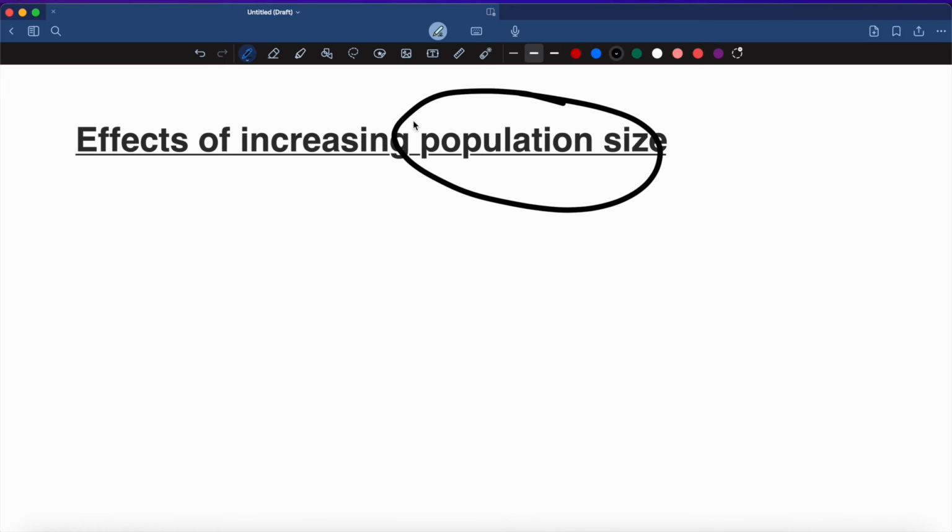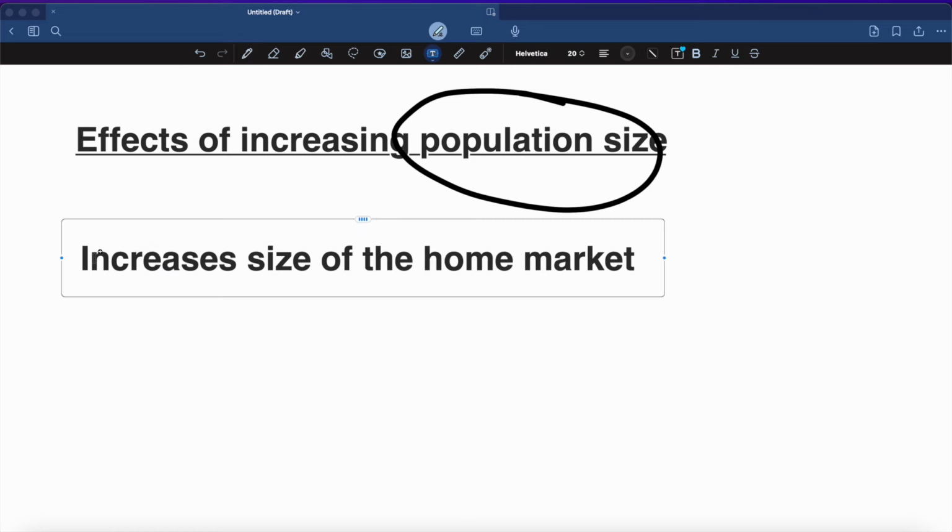Now, if I have a big population, what does this mean? This means my market size for the home is going to increase, meaning there's going to be more trades, more demand, and more supply. We looked at a factor of demand as population, because if I have more consumers, I have a higher demand for certain products.